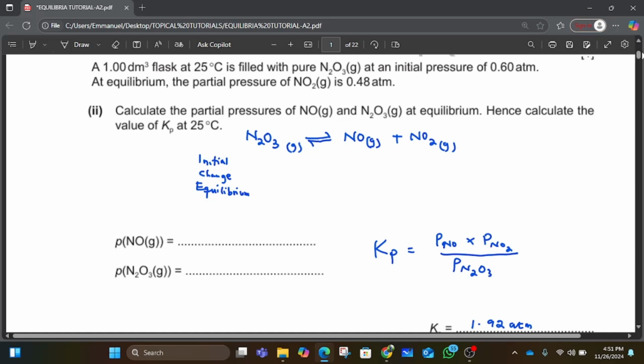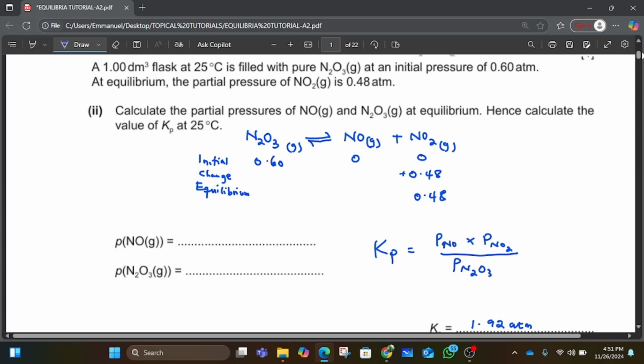So, for the initial partial pressure of N2O3, it has been given as 0.60. But at the start of the reaction, the initial pressure of NO and NO2 is 0.0. But the equilibrium partial pressure of NO2 has been given as 0.48. So it means for this, that will be 0.48. How do we get 0.48? The initial plus the change over here sum up to give you the equilibrium. So it means that if the initial is 0, then it means the change over here should be 0.48.